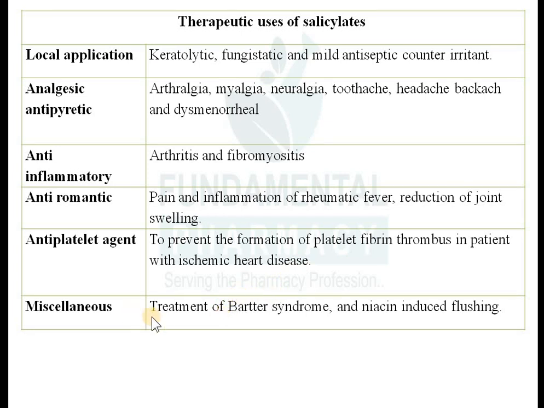Again, they are used in the treatment of Bartter syndrome. What is Bartter syndrome? It is a syndrome where there is an abnormal increase in the prostaglandin level in the blood. So that is a Bartter syndrome. Okay. Then also it is used in the niacin induced flushing.